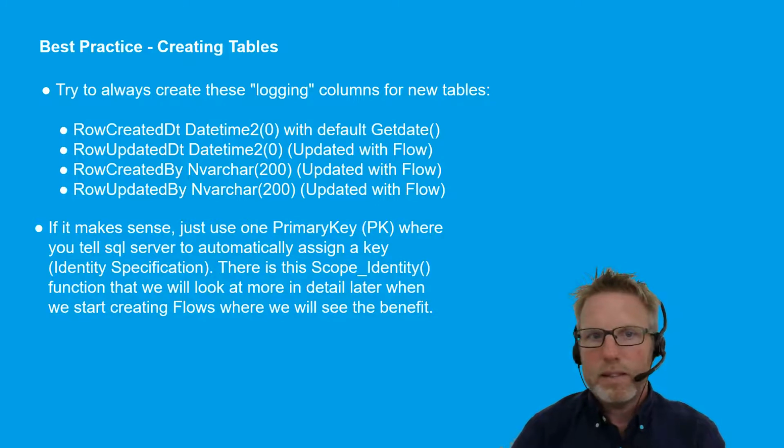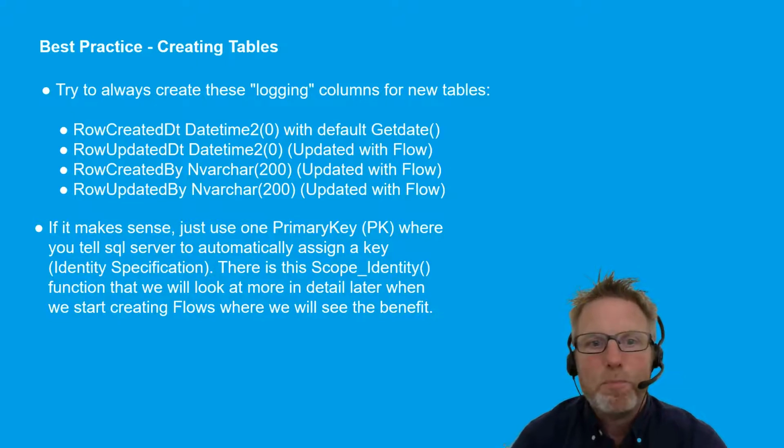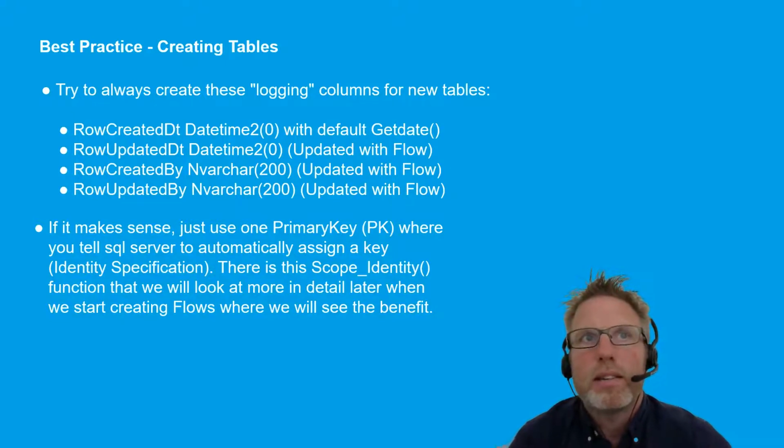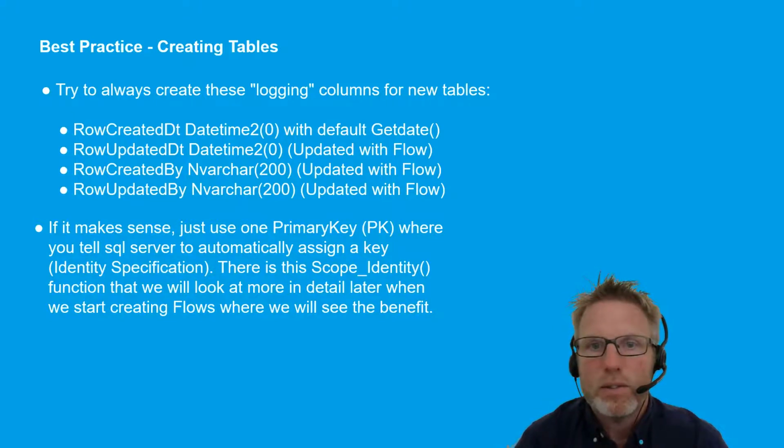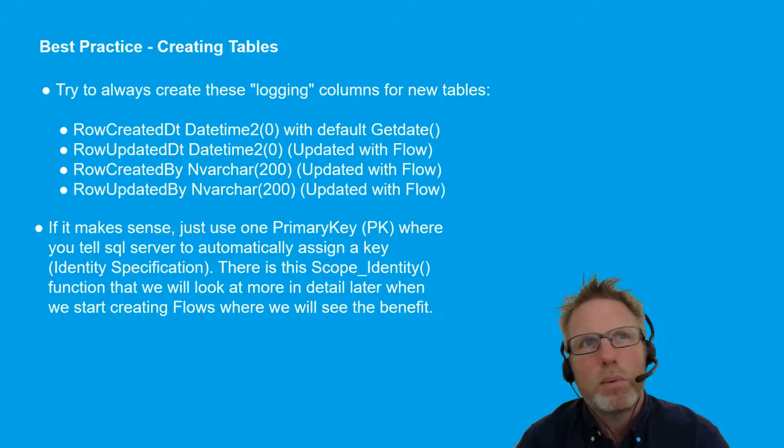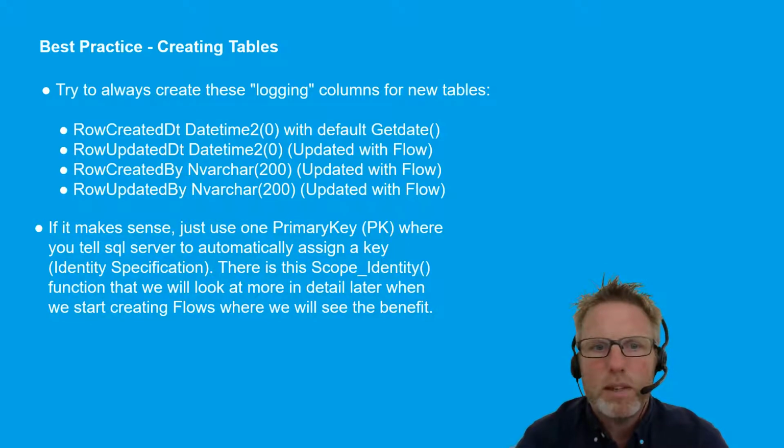And if it makes sense, we could try to only use one primary key where we tell SQL Server to automatically assign a key to that row. This is called identity specification in SQL Server. We will look more in detail at this in an exercise in just a couple of minutes. But sometimes it doesn't really make sense to just have one primary key. Maybe you need them on 2 columns. But as a rule of thumb, try to keep a primary key on one of the columns.